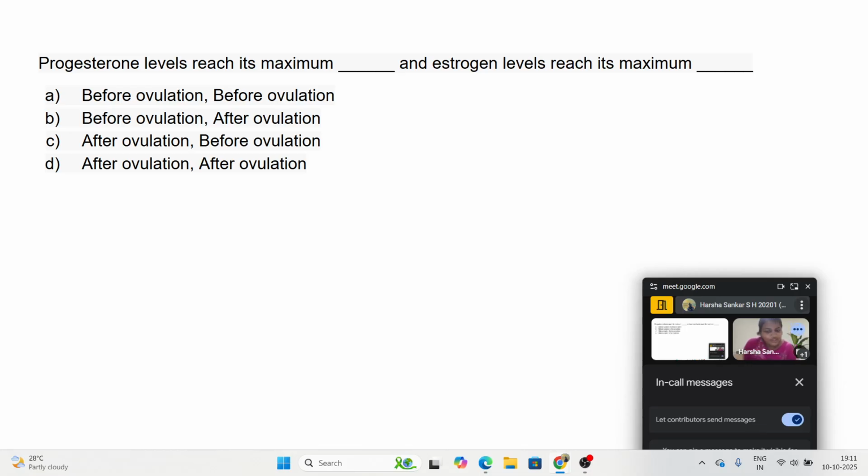Progesterone level reaches its peak after ovulation because it is generally known as the pregnancy hormone. If the egg does not meet sperm, then it's a phase that is for pregnancy. In a pregnant woman, the progesterone should be maintained throughout the pregnancy, so it acts after ovulation only. But estrogen is a hormone that reaches its maximum before ovulation. Then only ovulation will occur. So the correct answer is C.